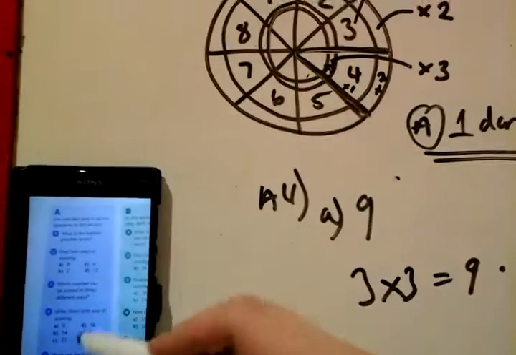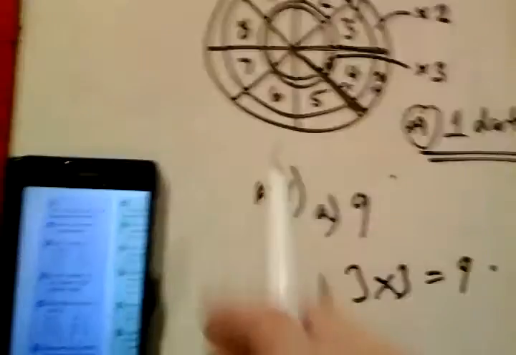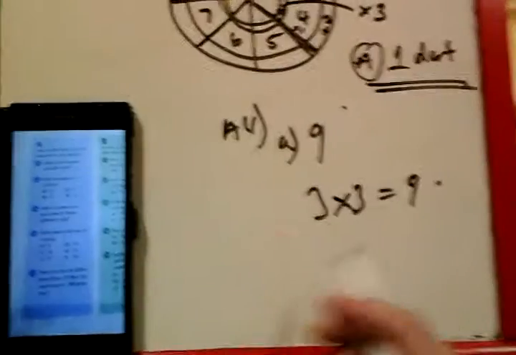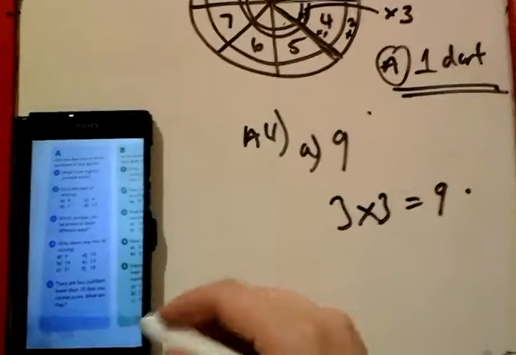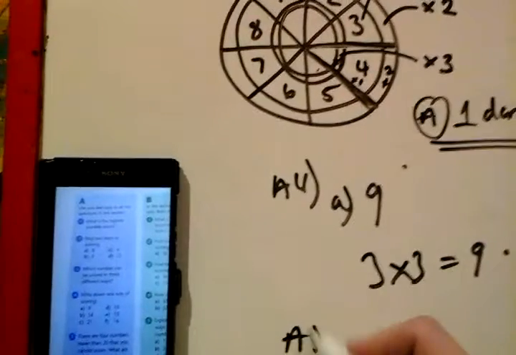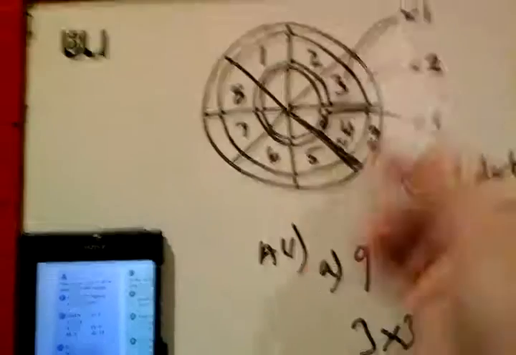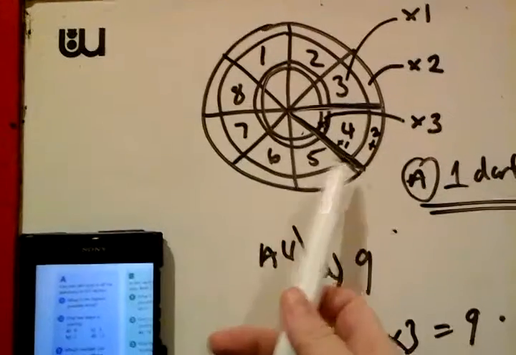Be very careful with your multiplications. You have to use these numbers here. And A5, there are 4 numbers lower than 20 that you cannot score. What are they? 4 numbers lower than 20. Basically none of these go into the multiplications. So what have we got?